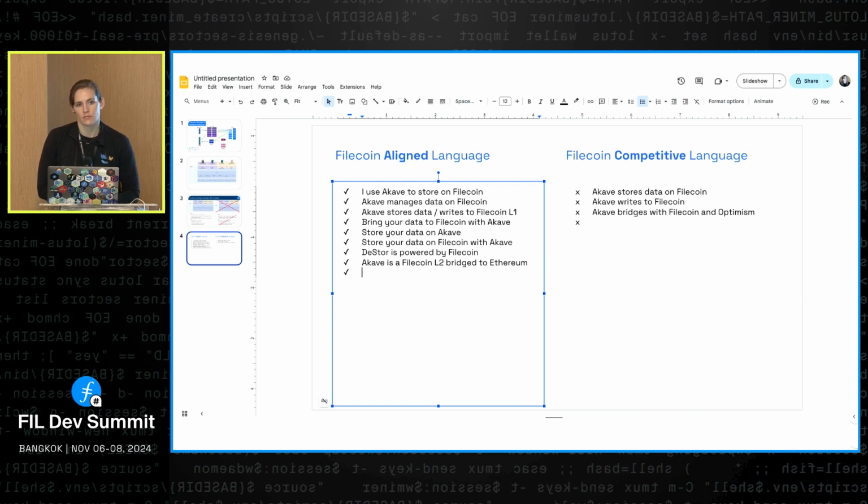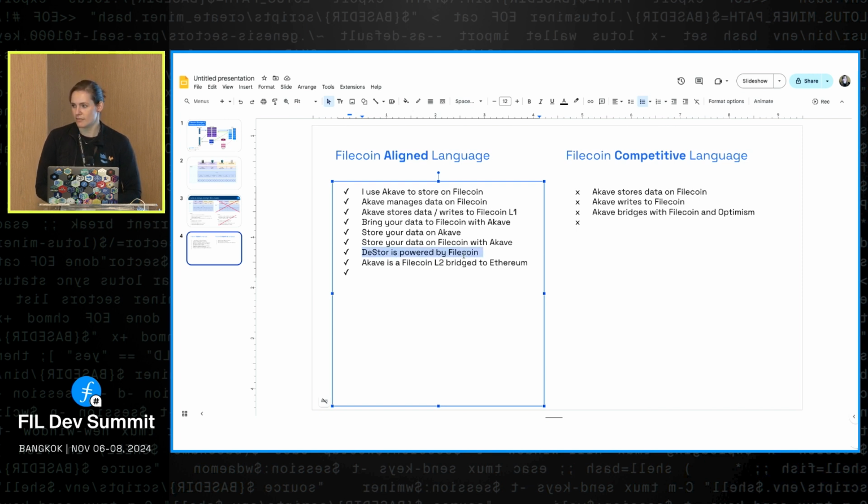I think this gets to what Jen was saying too. Different ways to talk to different audiences. I think if Jen puts on her D-Store site, D-Store, writes to Filecoin, that would work.